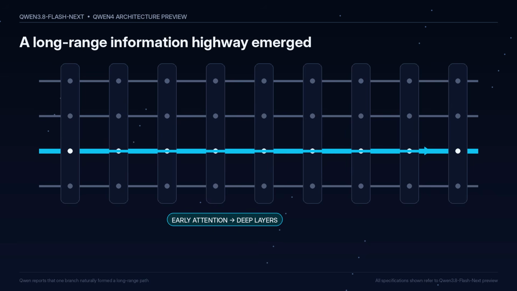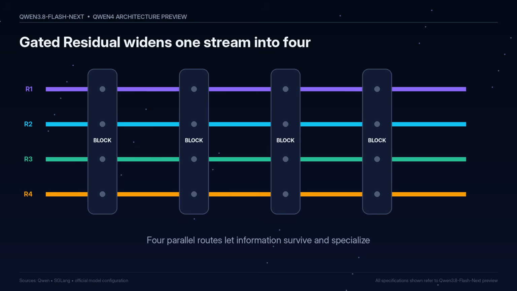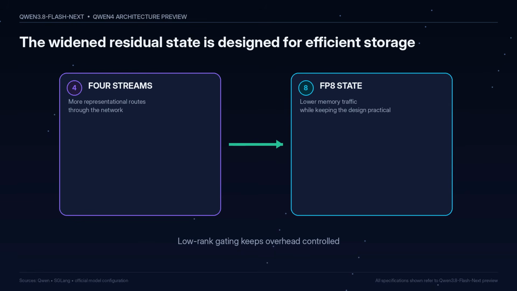Qwen says something particularly interesting appeared during their experiments. One of these residual branches naturally developed into something similar to a long-range information highway, carrying information from an early attention layer through much of the rest of the network. That's fascinating because it means the network isn't just becoming deeper. It now has multiple ways for information to travel through depth. Qwen also designed these residual states so they can be stored in FP8, reducing memory traffic. And the gated residual implementation in this model uses 4 branches with a low-rank bottleneck.